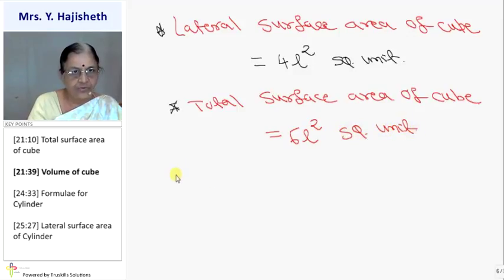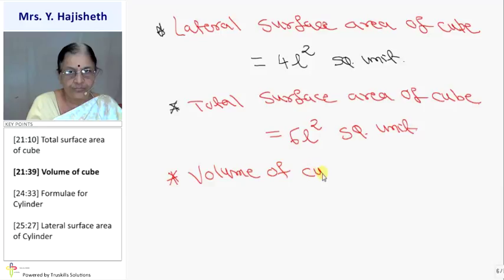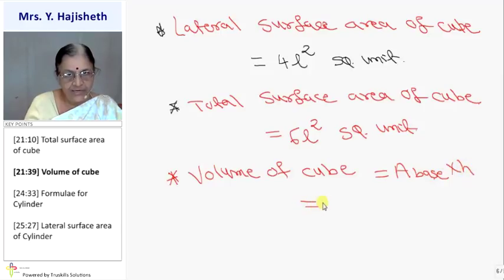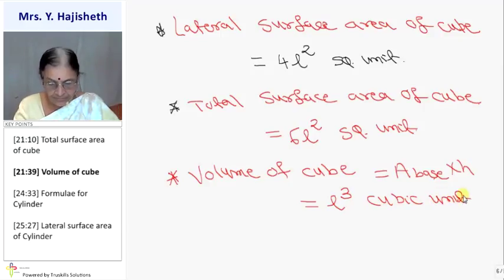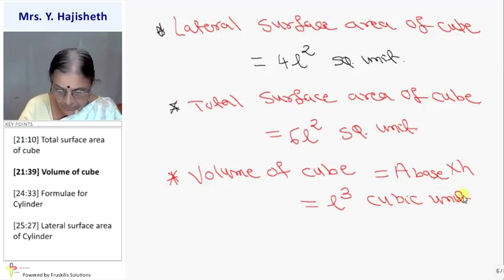Now suppose you want to define volume of cube. It is area of base into height. Area of base is L into L, L square, and height is also L. So it is L cube cubic unit. Clear? L cube cubic unit.